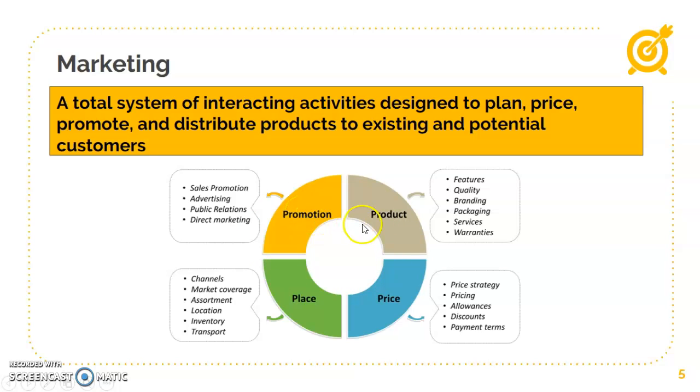Now again, for planning, let's start from product. What are the features of the product you're trying to sell? Quality, branding, what sort of packaging, services, and warranties your product has. Again, pricing. What is your price strategy? How are you calculating the selling price? Allowances, discounts. We see so many discounts in Coles, Safeway, JB Hi-Fi, Harvey Norman. What is the strategy to put items on discount?